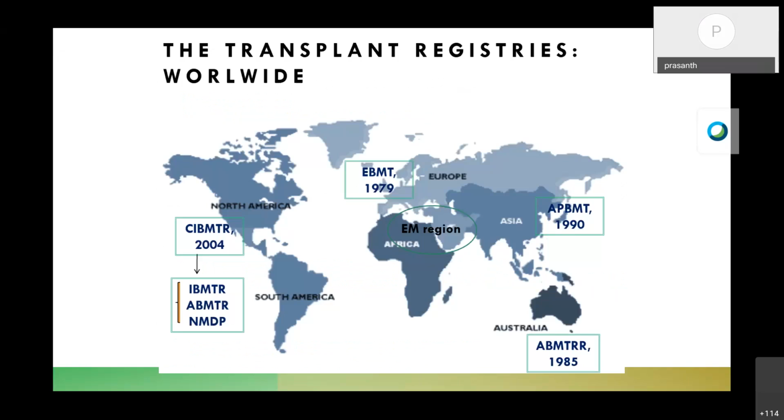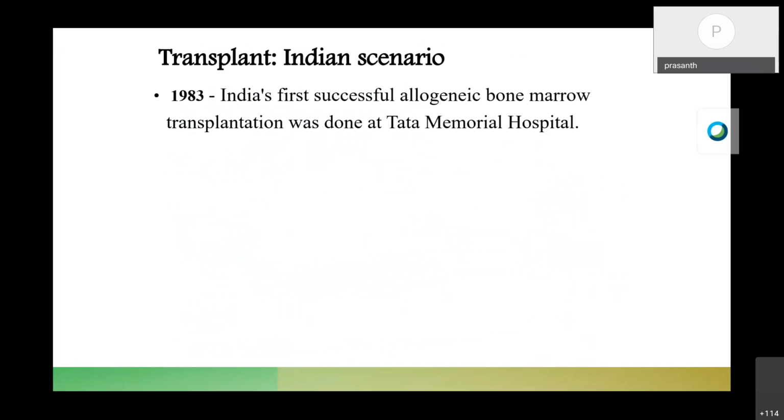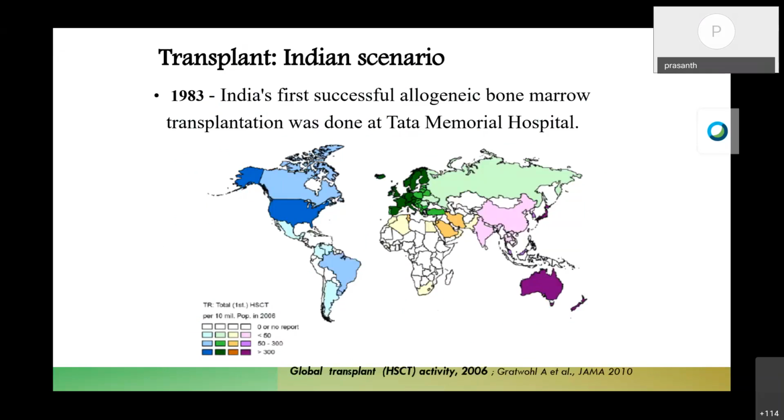We have these registries like the CIBMTR, EBMT, APBMT, that's the Asia Pacific registries, where all the transplants which are done, all the data is captured. Many centers from India also contribute to these registries. So from there, we get this kind of data. In India, the first successful allogenic transplant was done at Tata Memorial Hospital, and subsequently in CMC Vellore, where thalassemias were transplanted extensively, by Dr. Mammen Chandy.